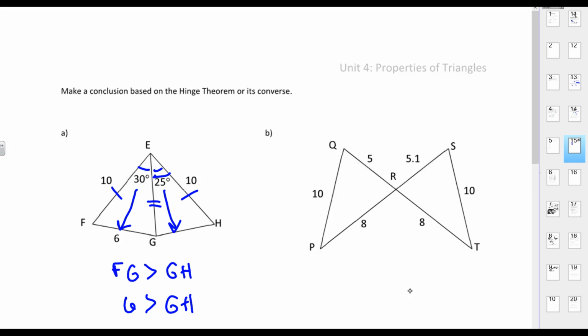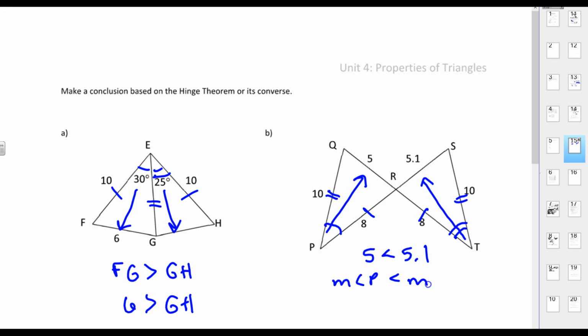Now let's look at this guy over here. Here again, I have to find kind of an SAS pattern. Well, I've got an 8 and I've got a 10. And the included angles here are angle P, which is across from 5, and angle T, which is across from 5.1. Well, 5 is less than 5.1, so the measure of angle P must be less than the measure of angle T. And that's all you got to do for Hinge theorem.